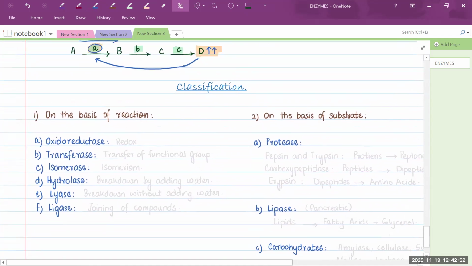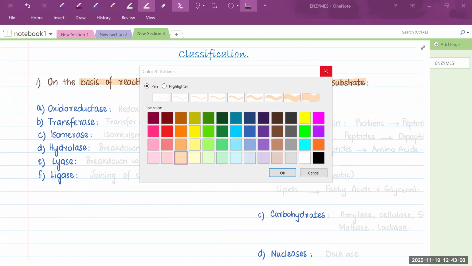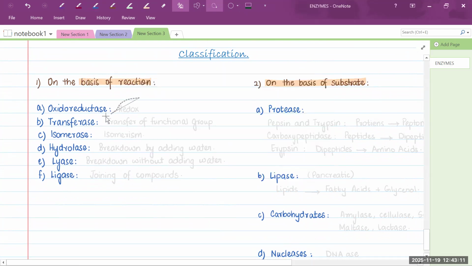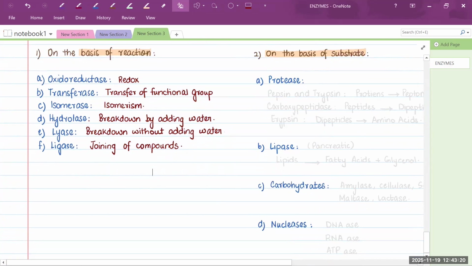Moving on to the last topic, which is the classification of enzyme. First classification is done on the basis of reaction, and another classification is done on the basis of substrate. On the basis of reaction we have six types of enzymes here. First of all, we have oxidoreductase. It is used in redox reactions. We have transferase, which is used in transfer of functional group.